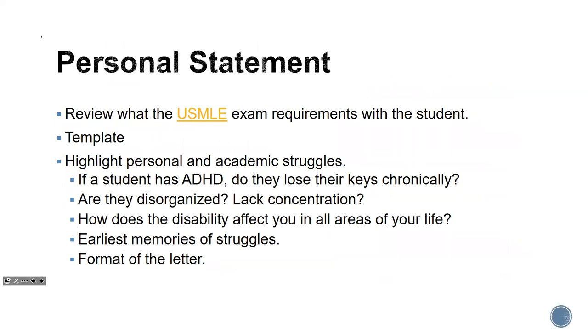I tell students that this is not a document written from a strength-based perspective. This can be really challenging for students who are used to putting their best foot forward, and it's not a place to highlight accomplishments. This is a time to highlight challenges or barriers, which many students have never done.